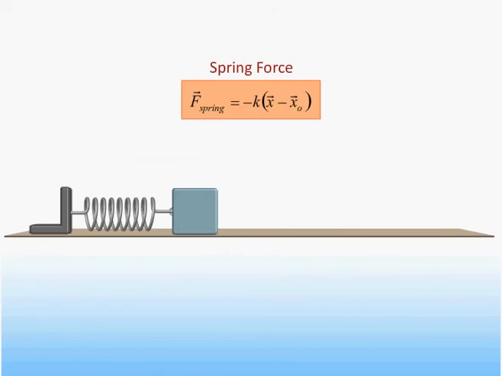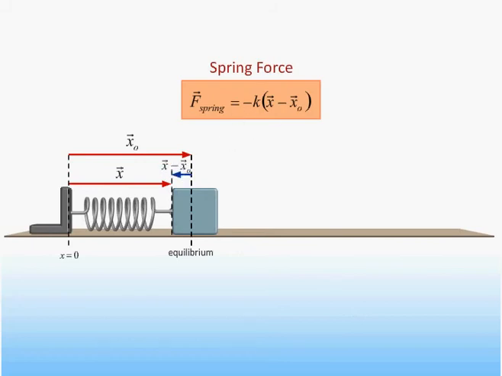The vector x naught represents the equilibrium length of the spring, while the vector x represents the final length of the spring. The vector difference, x minus x naught, represents the amount by which the spring is either stretched or compressed. The minus sign in the equation illustrates that the force is always in the opposite direction of the vector x minus x naught, the extension or compression of the spring.